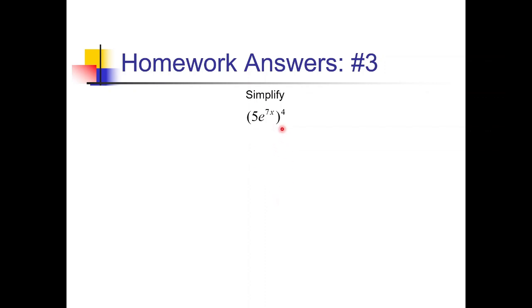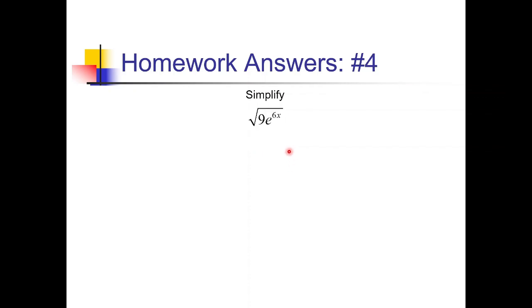On this problem, using our exponent rules, we have to apply the fourth power to the 5 and the e to the 7x. So 5 to the fourth is going to be 625. And for the exponents here, we're going to multiply the exponents. So this is going to be e to the 28x.